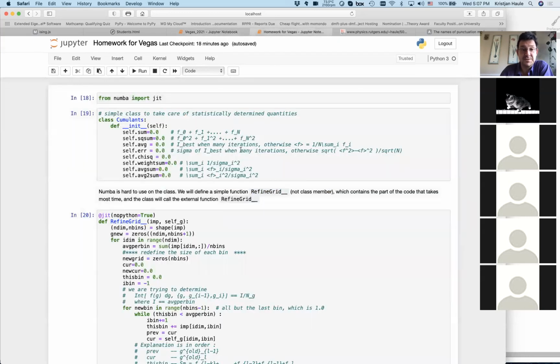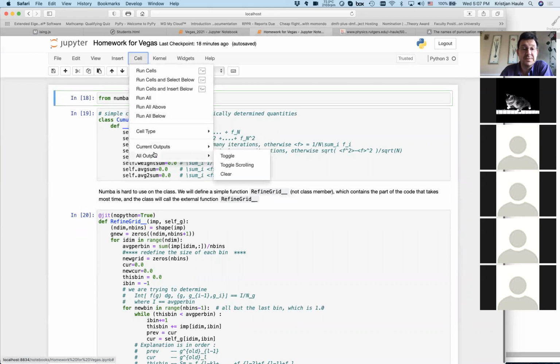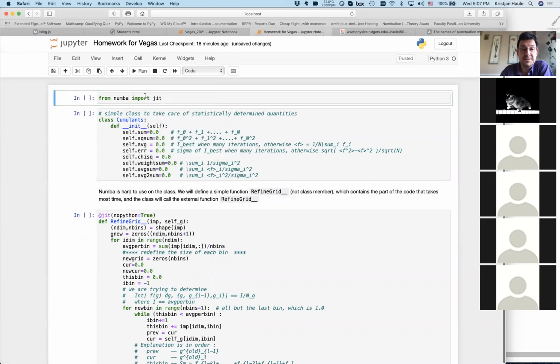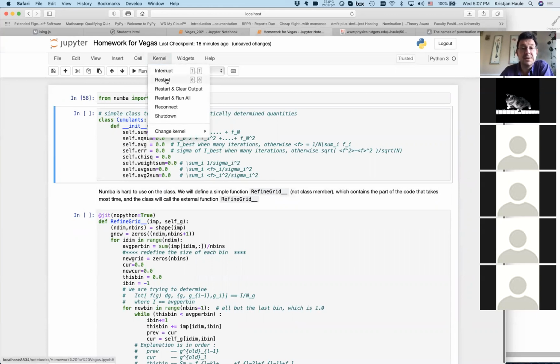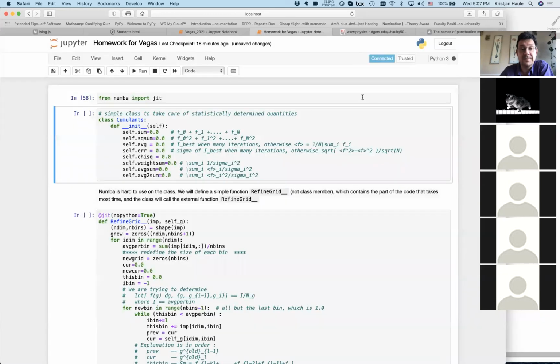Okay, so here's the solution. Let me first clear all the cells, all output, clear all. Okay, let's start from scratch. First, I want to import Numba, because let me also restart the kernel, because that makes sure that I don't have anything in memory from the previous inputs. Okay, so first we are going to import Numba.